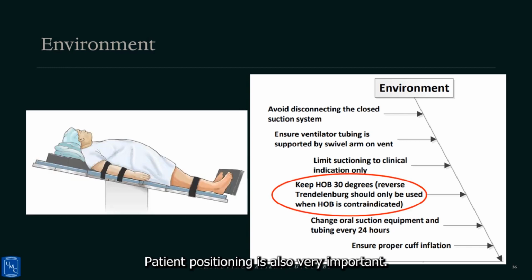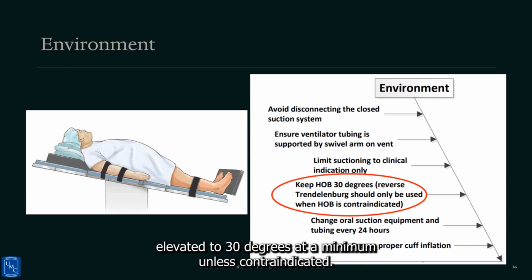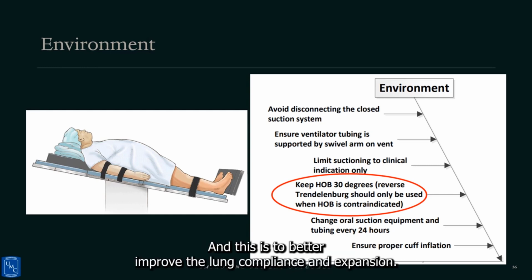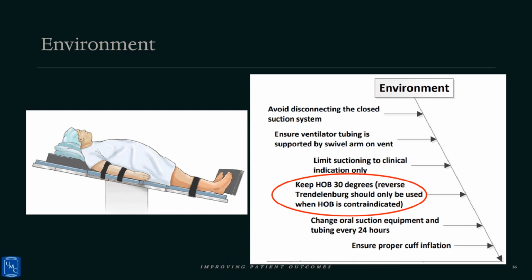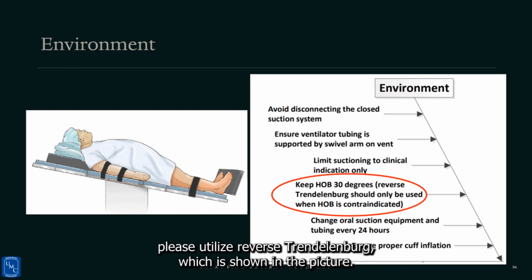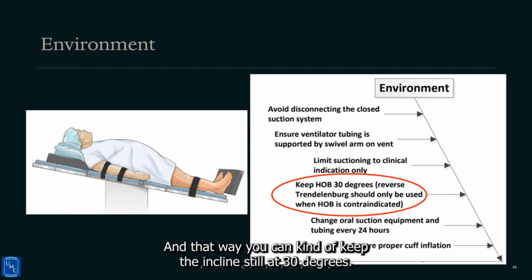Patient positioning is also very important. You want to make sure you keep the head of the bed elevated to 30 degrees at a minimum, unless it's contraindicated. And this is to better improve the lung compliance and expansion. If the patient can't maintain the head of the bed at 30 degrees, please utilize reverse Trendelenburg, which is shown in the picture. That way you can keep the incline still at 30 degrees.